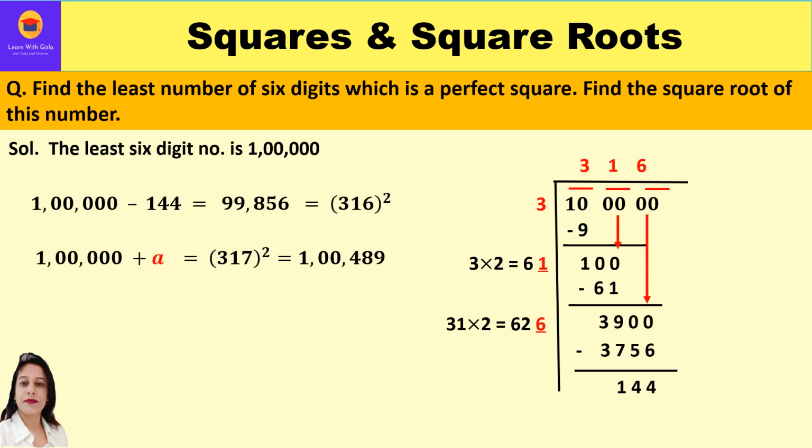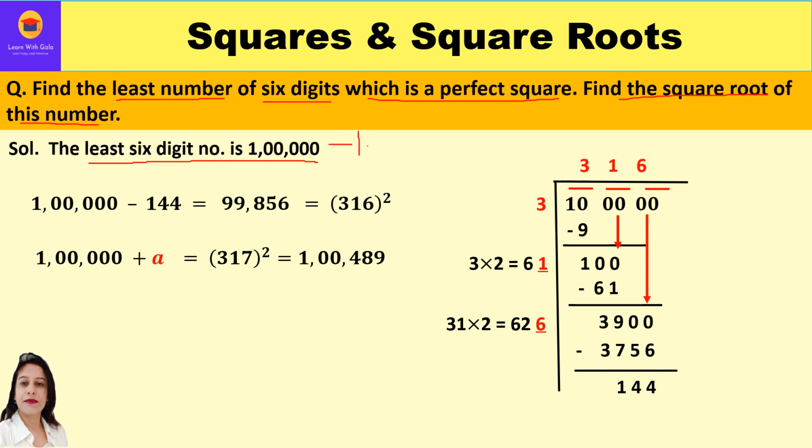Now the second question is, find the least number of 6 digits which is a perfect square. Find the square root of this number. So we have to find the least number of 6 digits which is a perfect square number, and afterwards we have to also find the square root of this number. Now we know that the least 6-digit number is 1 lakh, right? It is not a perfect square number.